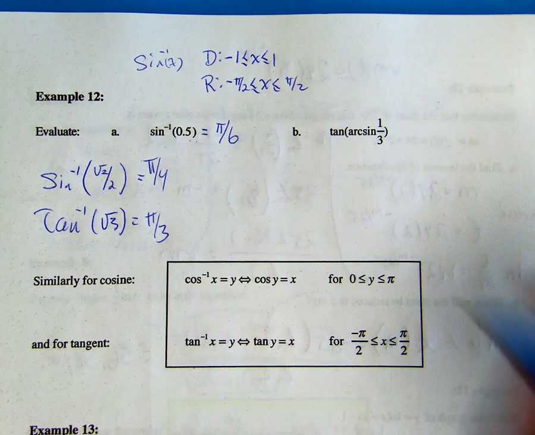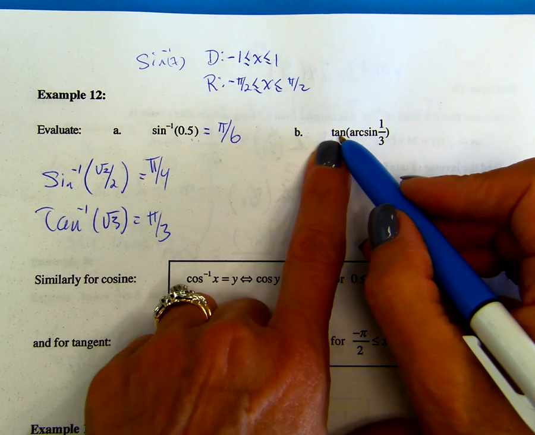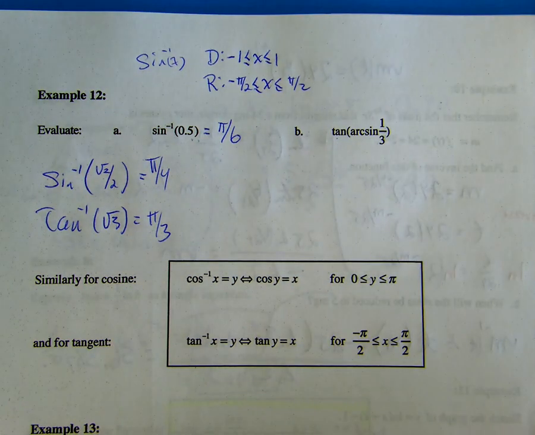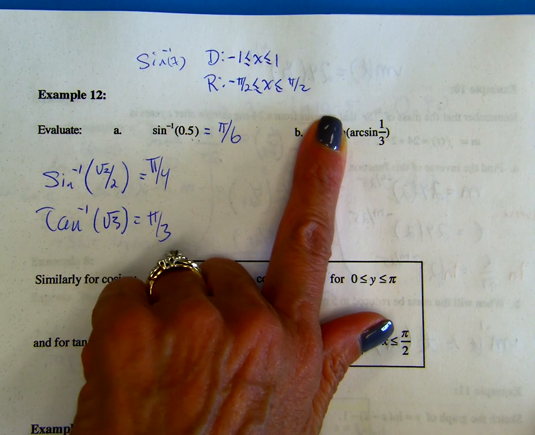Okay, you're used to using inverse functions for trig. Here's a question you maybe haven't seen before. The tangent of the arcsine of a third. Let me help you interpret what that's asking you for. Notice it's function composition, you work from the inside out.